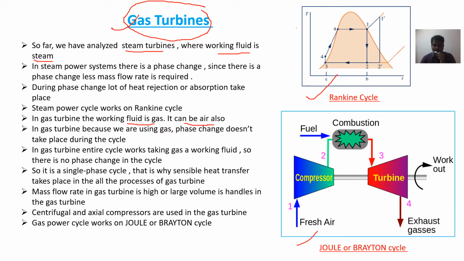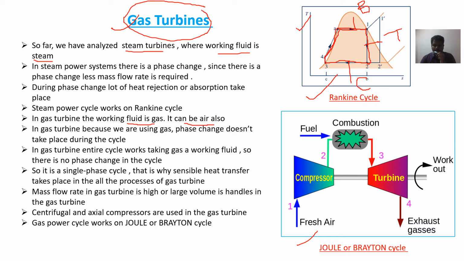As we know that in Rankine cycle there is a phase change because in the process 4 to 1 the water will be converted into steam in the boiler. In the process 1 to 2 the steam will expand in the turbine. In the process 2 to 3 the expanded steam will be condensed in the condenser. That condensate again it will send to the boiler.